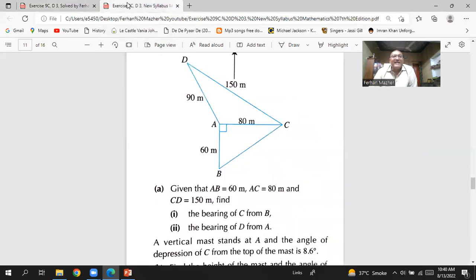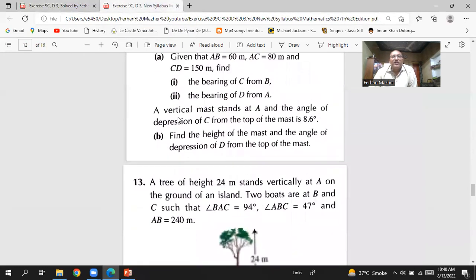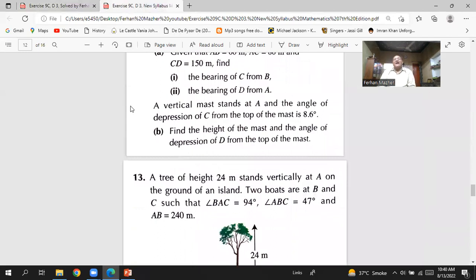So question number 12, second part, the whole question is showing up. A vertical mast stands at A, and the angle of depression of the C from the top of the mast is 8.6. Find the height of the mast and the angle of depression of the D from the top of the mast.